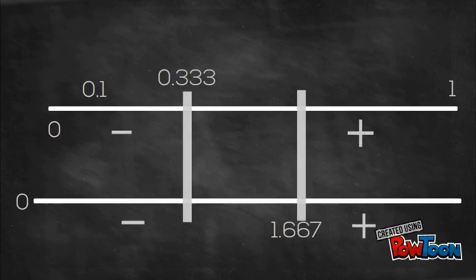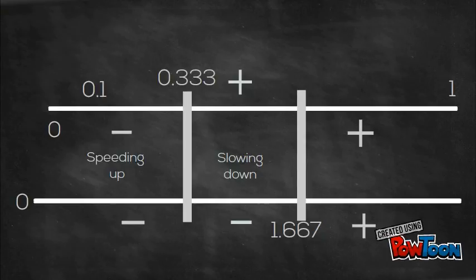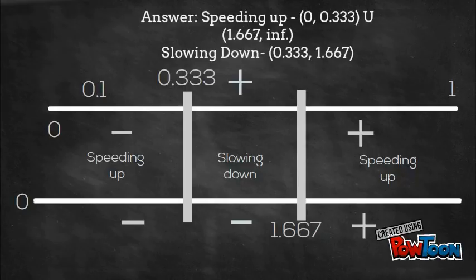Back to the problem. Divide the line into the time periods. In the first part, since the signs are the same, it is speeding up. In the middle part, since the signs are opposite, it is slowing down. On the right side, since the signs are the same, it is speeding up. This is the answer.